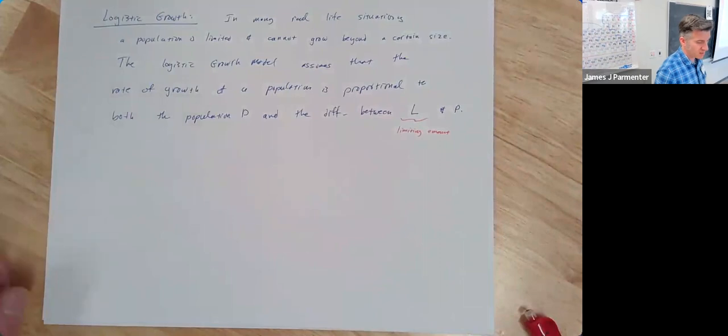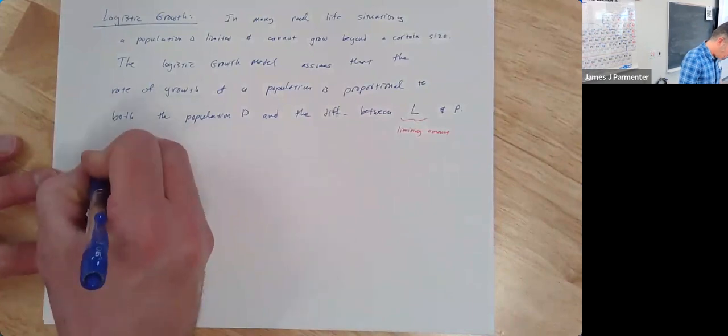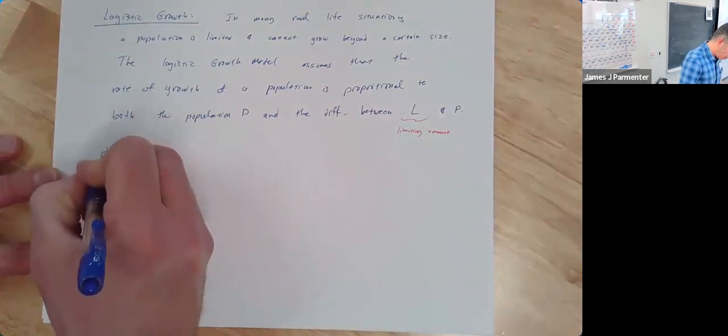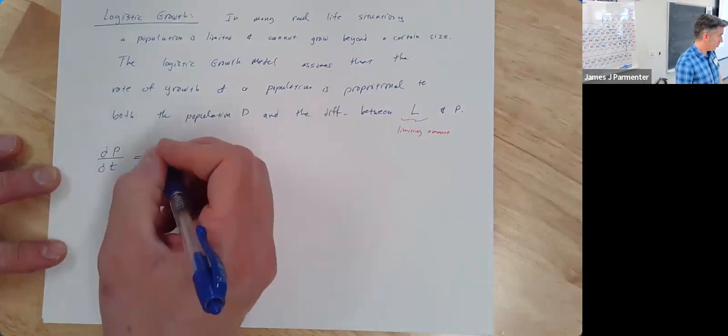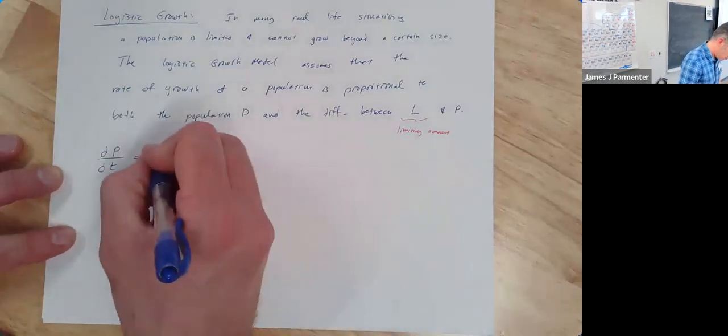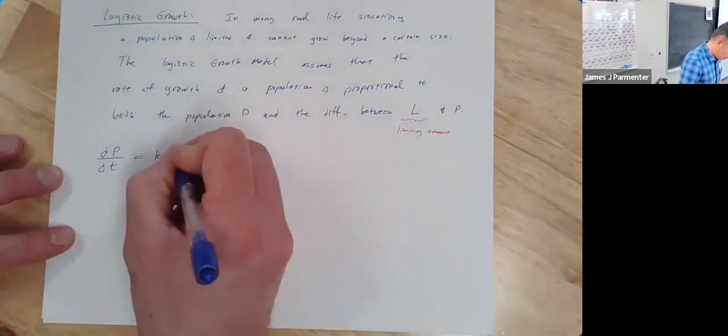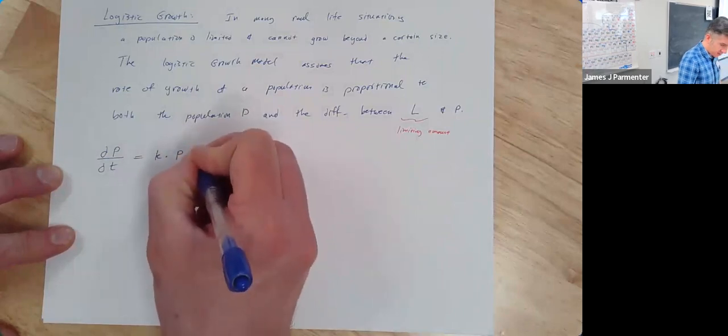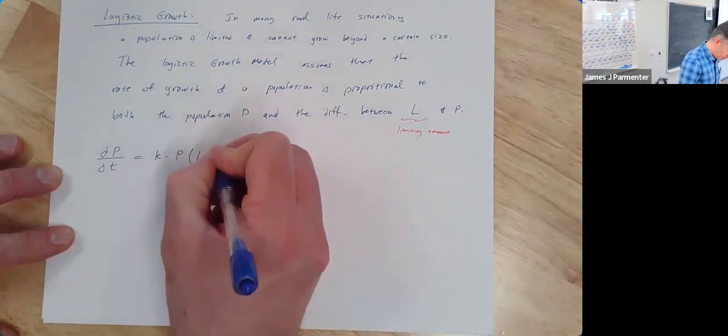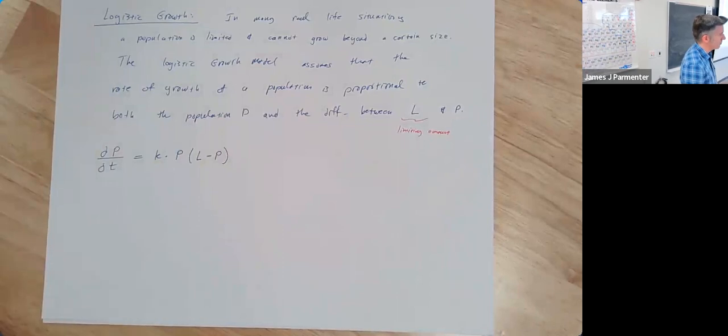Sometimes this gets written in a couple different ways. One way of writing this is the following: the rate of change of the population is proportional to the population and the difference between the limiting value and the population. There are other ways of writing this, but this is a pretty standard way.